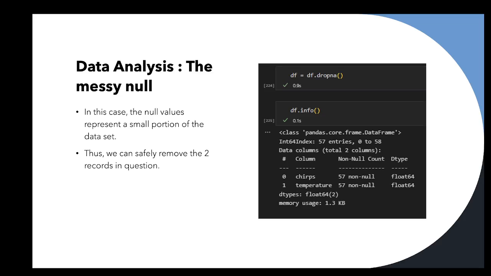Let's say you have a 12-dimension data frame. You don't want to throw out the full record just because it's missing one piece of one dimension. That's very expensive, and I don't want to be the person to tell the manager that you're throwing out that much data. In this case, though, we actually only have 2 records that have a null value.